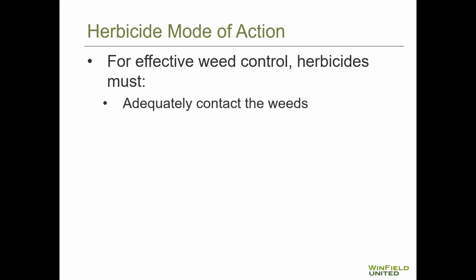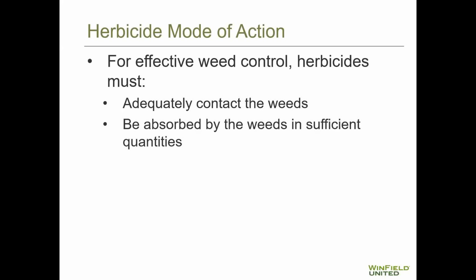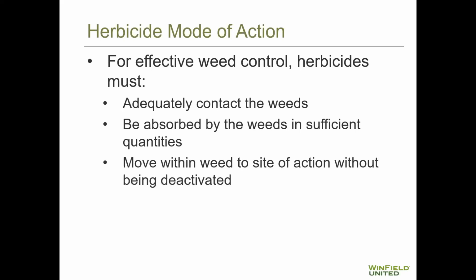So this is where a lot of our adjuvants come into play. If we can keep that droplet wetter longer on the leaf surface, we can get more activity. Also, the better coverage that we can get and the more spread out on that leaf surface we can get, the better overall our herbicide activity is going to be. The next step, the herbicide must be absorbed in sufficient quantities to move within the plant. Then we have to move within the weed to the site of action without being deactivated.